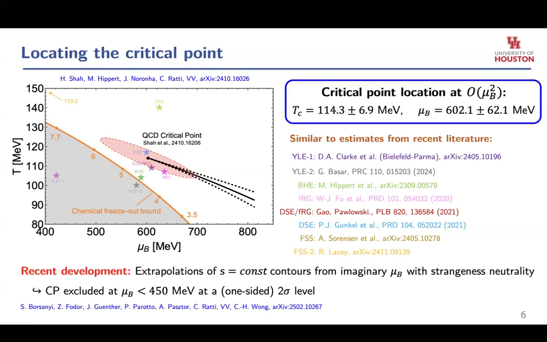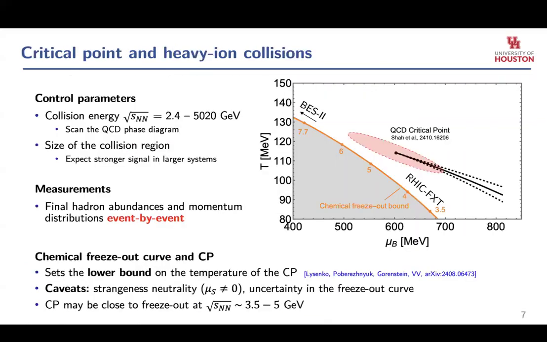Okay, just an aside. There is also a development which we did with the Wuppertal-Budapest collaboration, which looked at this extrapolation of constant entropy contours from imaginary μ for the case of a strangeness neutral equation of state. So this one is not strangeness neutral, it's μS equals 0. And this one is strangeness neutral, which means non-zero strangeness chemical potential. And there, a more rigorous statement which we were able to obtain is to exclude a critical point at μB less than 450 MeV on a 2 sigma level. One-sided 2 sigma means a 98% confidence interval or so that there is no critical point below 450 MeV.